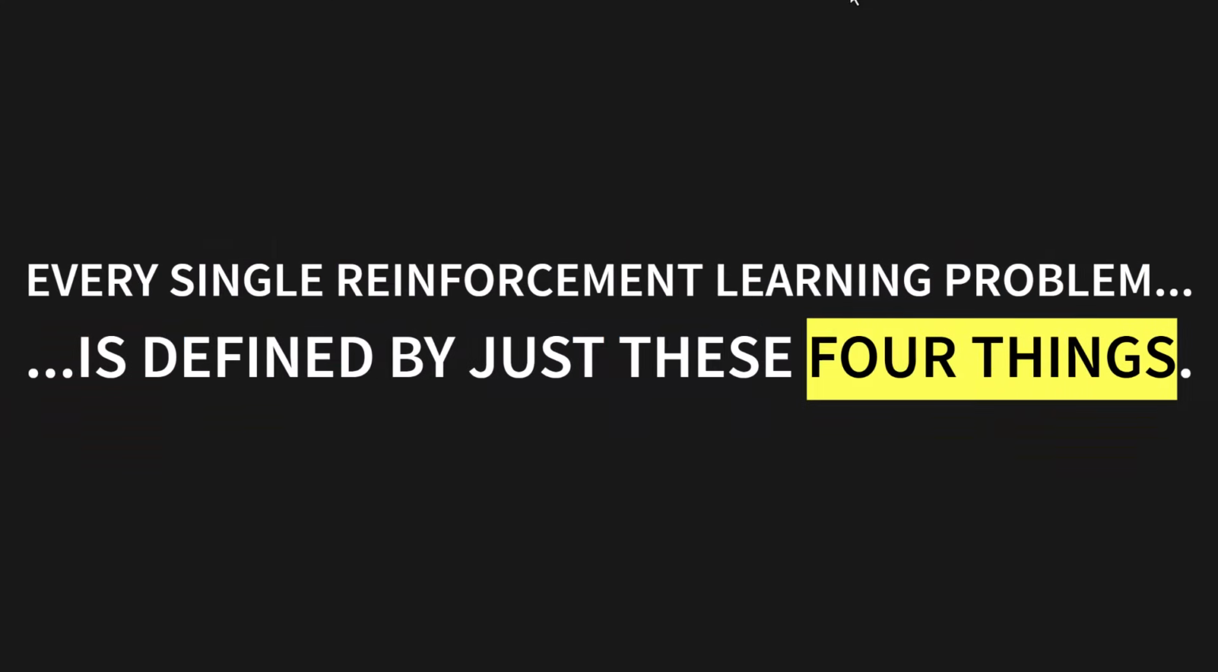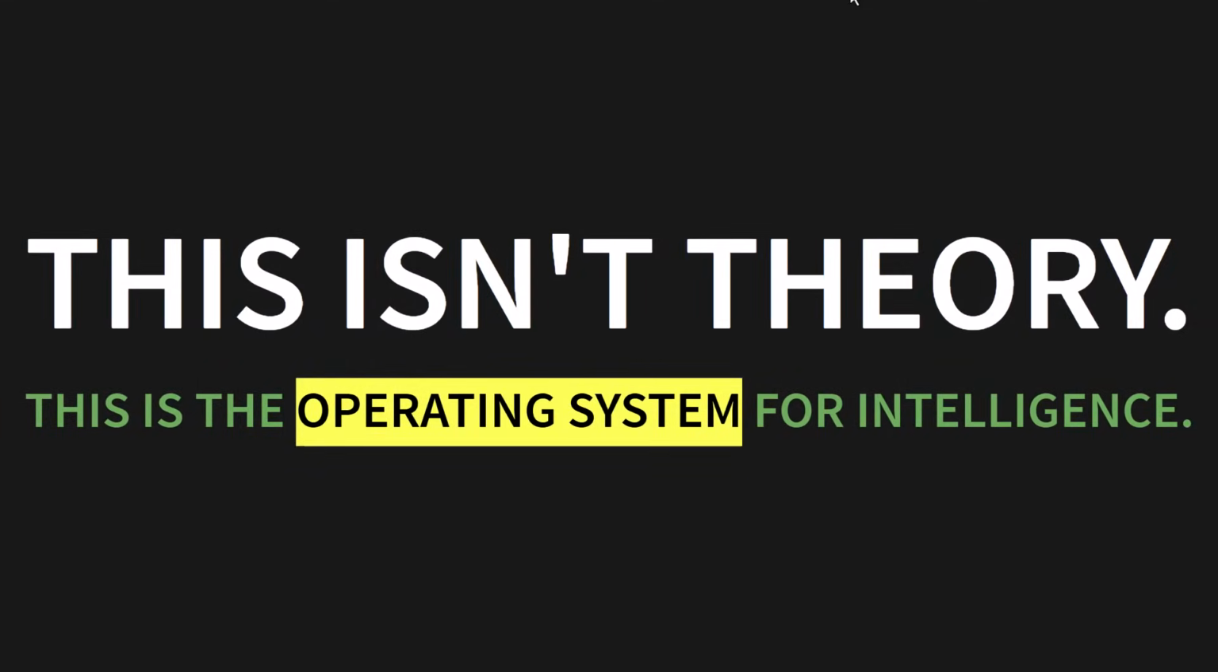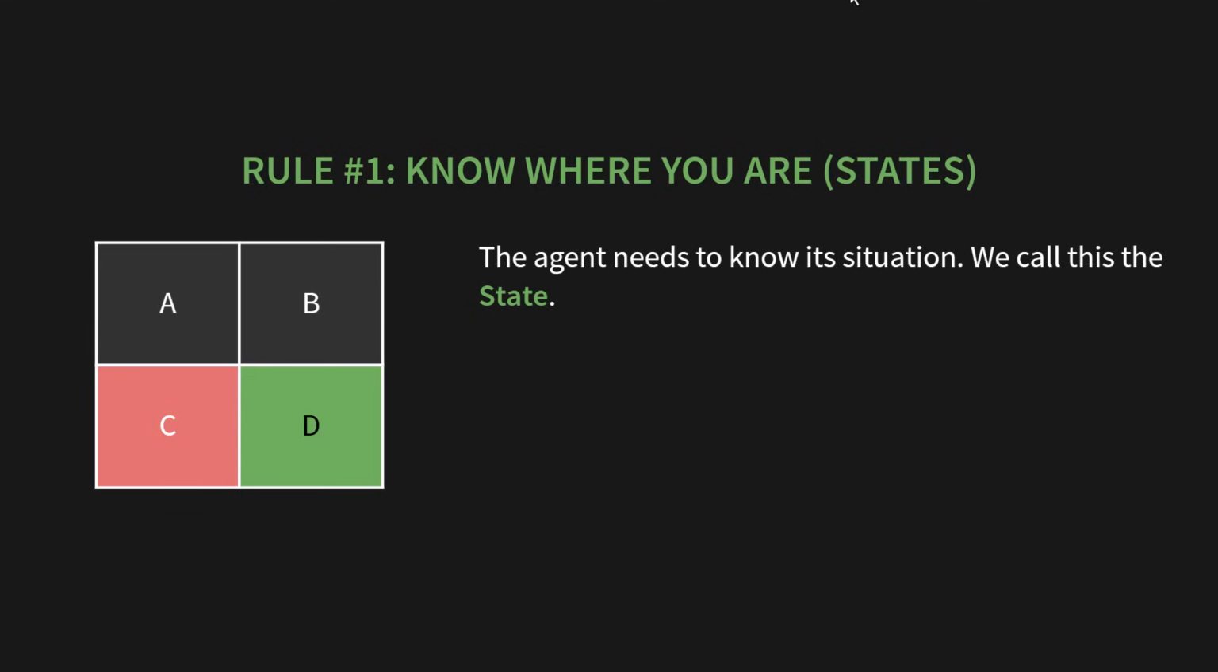Every single reinforcement learning problem, from this tiny little maze to a self-driving car navigating a city, is defined by just these 4 things. This isn't just theory. This is the operating system for intelligence. First up, rule number 1, know where you are. We call these states. First, the agent needs to know its situation, its current context. We call this the state. It sounds complicated, but I promise it's not.